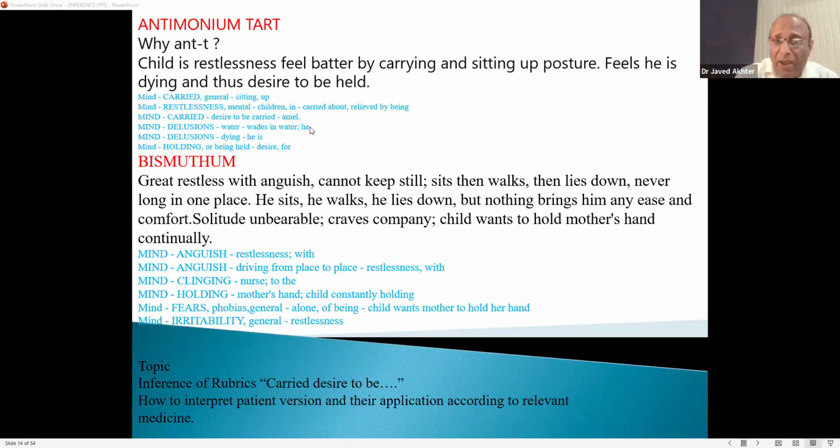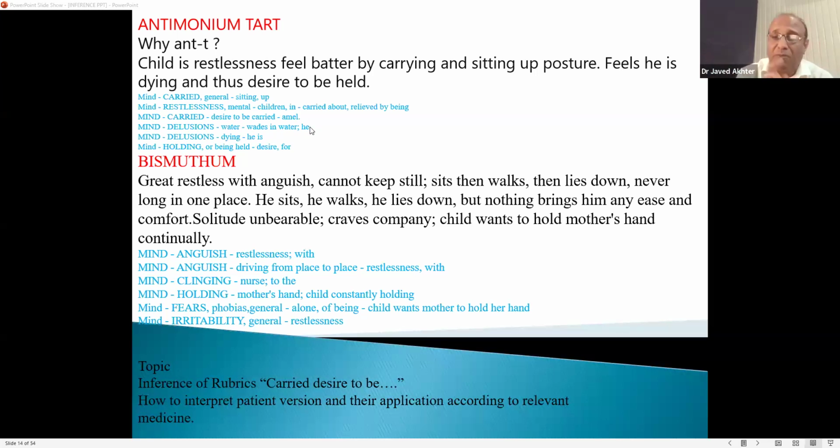So I took the rubric: anguish, restless with anguish, driving from place to place, restless with clinging to nurse. Who is a nurse? Here it means the nurse is a nurturing caregiver. Holding mother's hand, child constantly holding. Fear, phobias of being alone. The child wants the mother to hold their hand. Irritability, general restlessness.